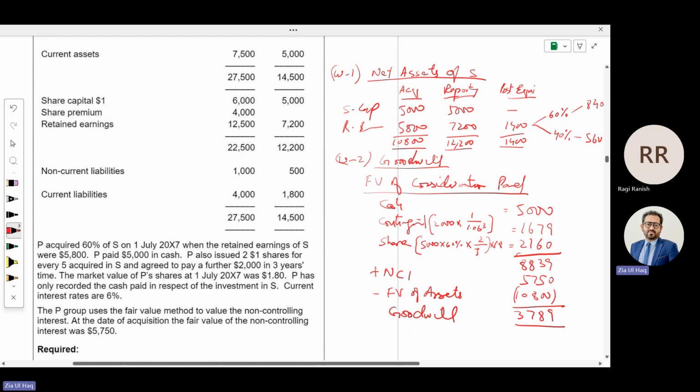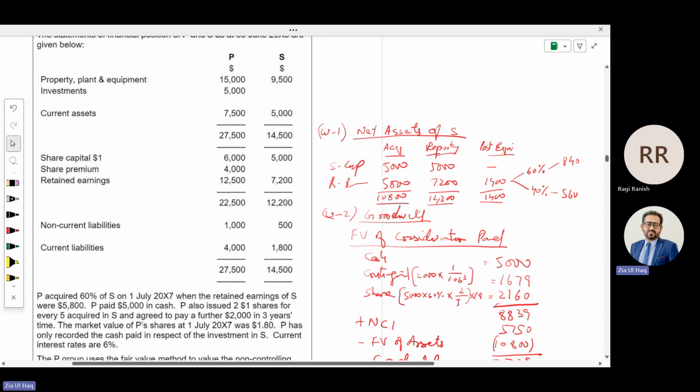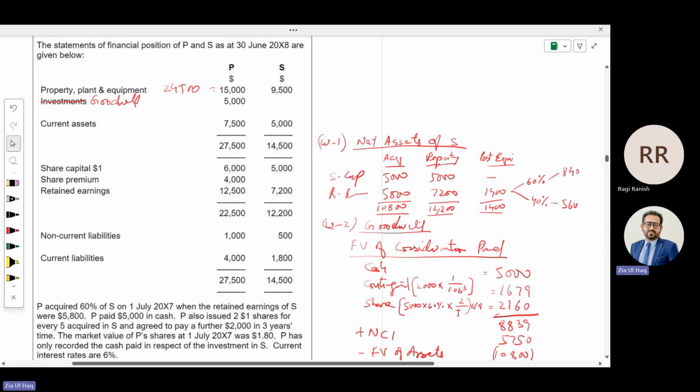What else? That we can calculate easily. So property, plant and equipment will become 9,500 plus 15,000, that will be 24,500. Instead of investment, goodwill will be 3,789. Current assets we will add together, 12,500. Total assets figure we can calculate.